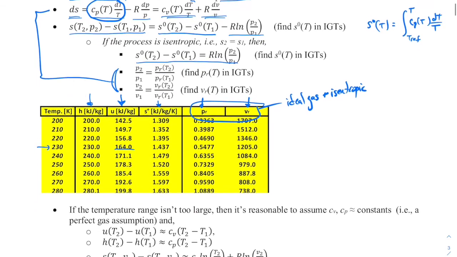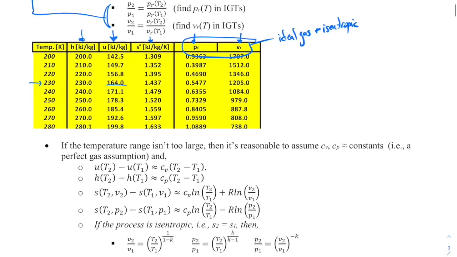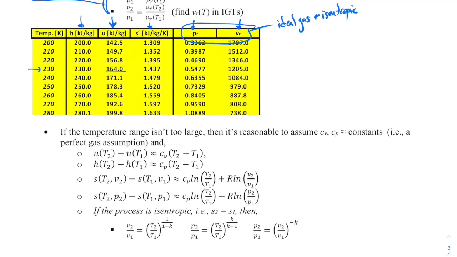And just like with the incompressible substance model, sometimes we deal with temperature ranges that aren't too large, and so we can assume that the specific heats are constants. They're not the same constant, they're just different constants. But if we can do that, then we have what's known as a perfect gas assumption. Then with our previous equations, we don't have to worry about doing the integral.